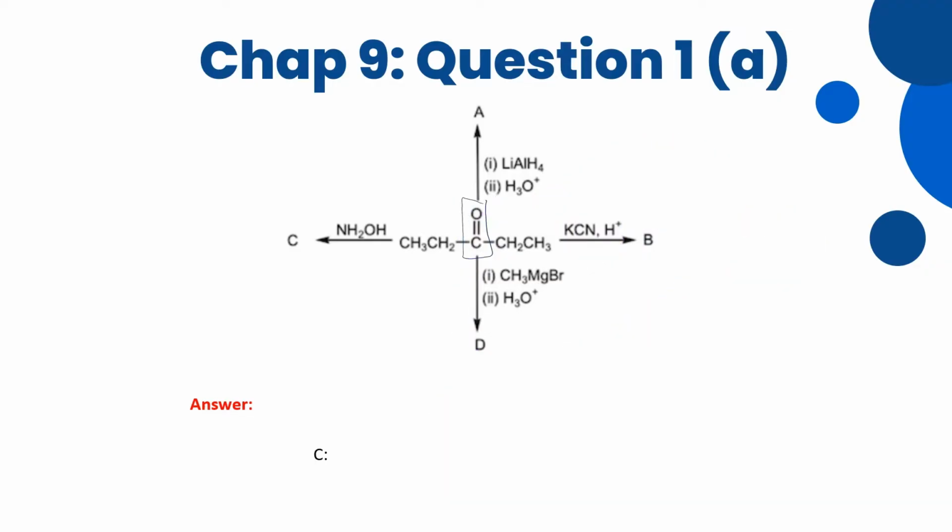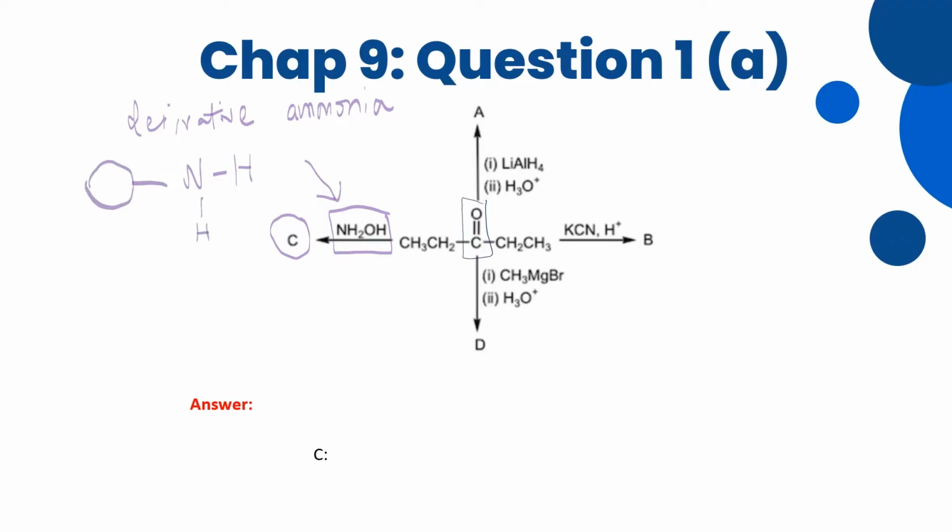Now for part C, we look at the reagent that we have here. This is something called derivatives of ammonia. You know ammonia? Ammonia is what we call NH3. Anything that has something similar with the structure of ammonia is called derivatives. So this is NH2OH for this case. When you have ammonia derivatives, they will react with ketone by the process called condensation. Condensation means removal of water.